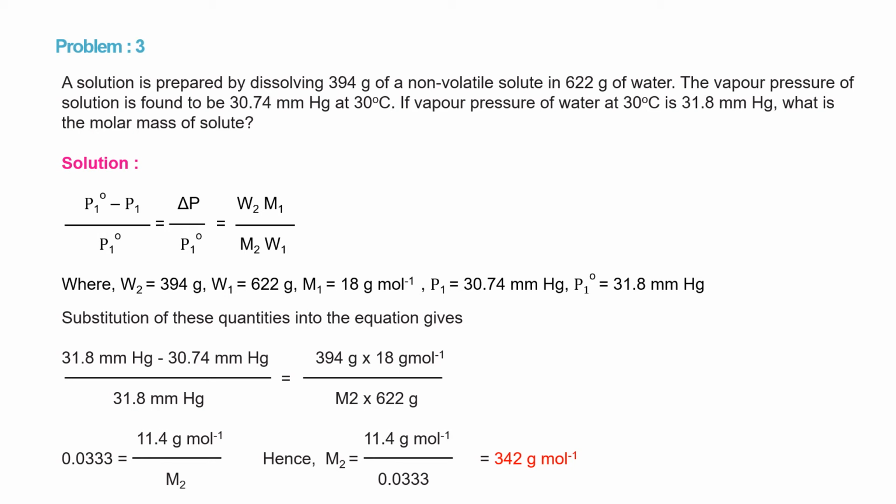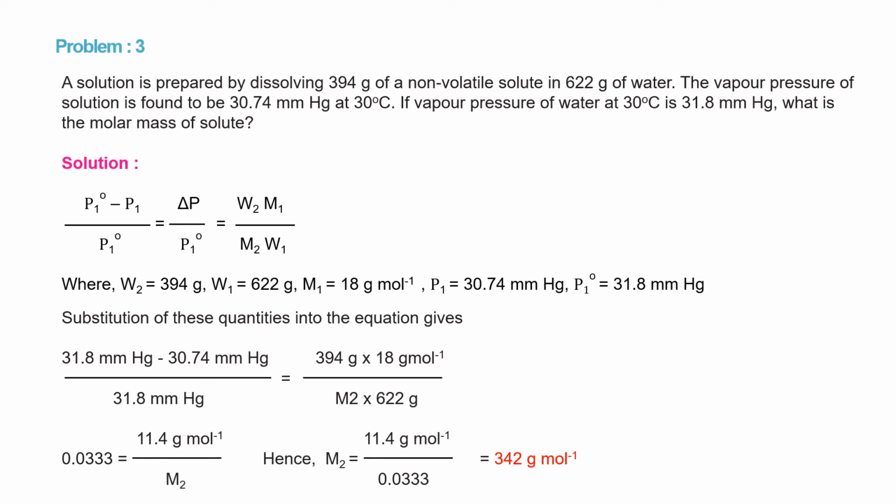Now, you know the values that are given in your problem. What is W2? What is W1? What is M1? What is P1? What is P01? Okay. So now you have to put these values in this equation. So (31.8 minus 30.74) divided by 31.8, which is equal to 394 into 18 upon M2 into 622 gram.